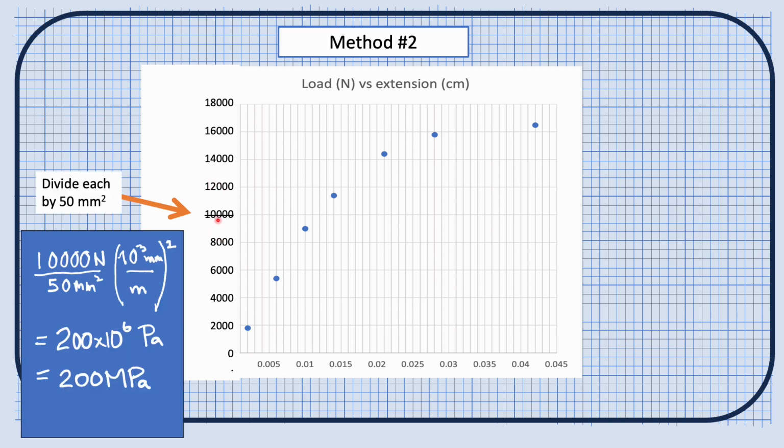So looking just here at the 10,000 Newton load value, if I divide that by 50 millimeters squared and make sure I convert my square millimeters to square meters, I have 200 times 10 to the 6 pascals, or 200 megapascal. So where I had 10,000 newtons of load, I have 200 megapascal of stress.